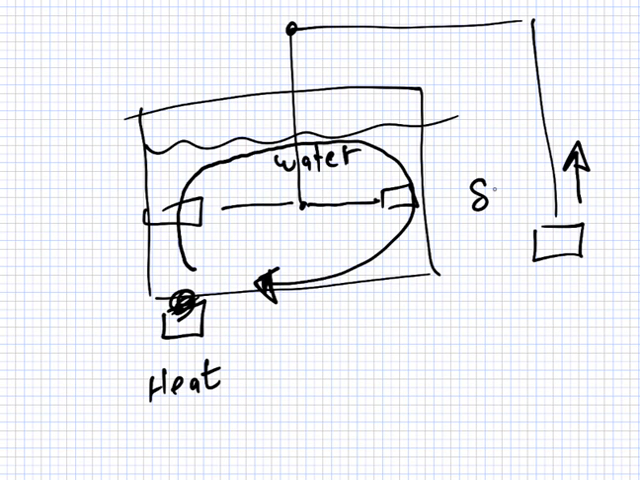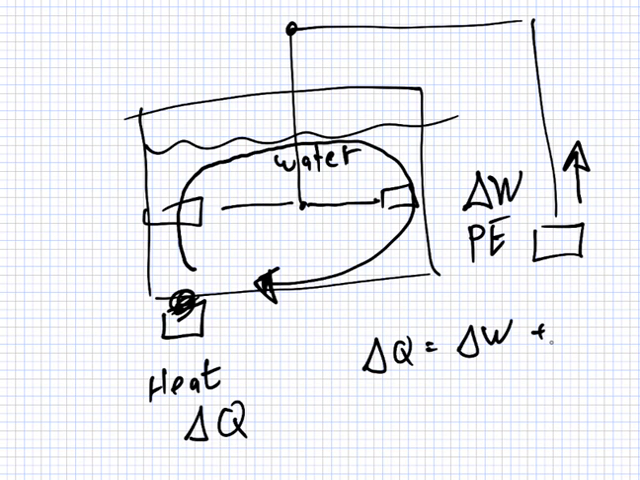So this is the work that's being done. It's the potential energy. And this is the heat that's being provided. This is the work that's being done. It's potential energy. And this is the heat that's being provided. So we know that the heat provided will equal the work done plus the internal energy. What's that going to be here, the internal energy?